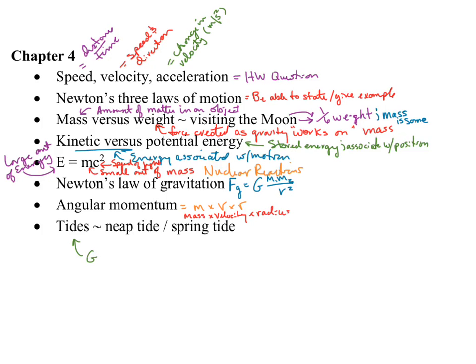And angular momentum. That's where we left off today. We talked about the solar nebula getting smaller. Basically, it had the same mass, but its radius was smaller, so its velocity went up.